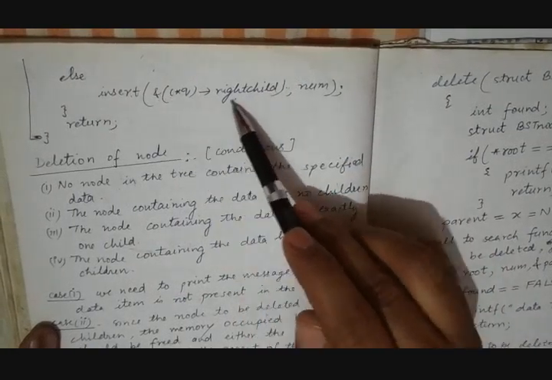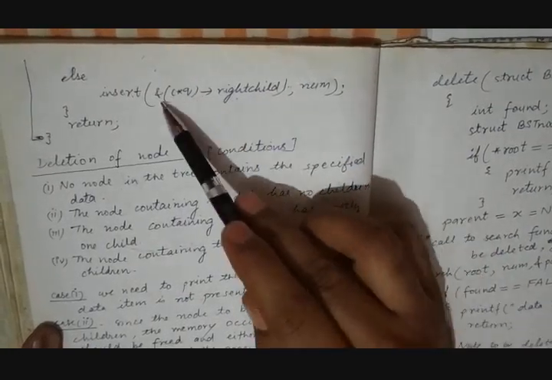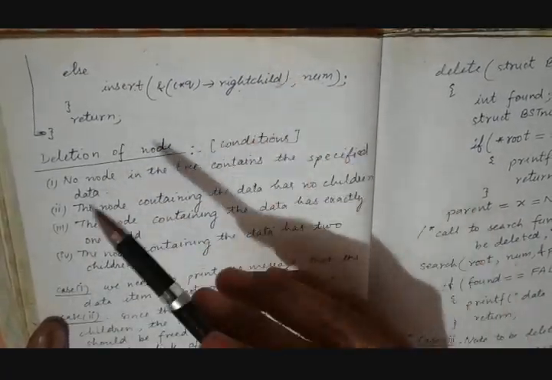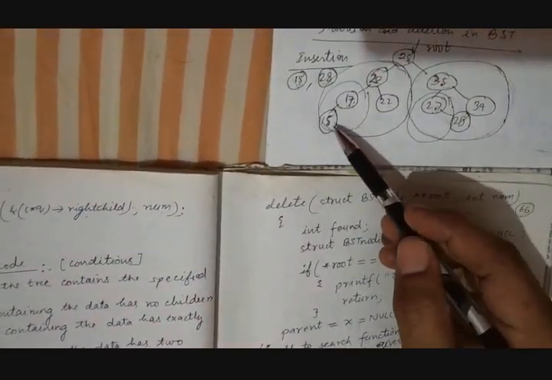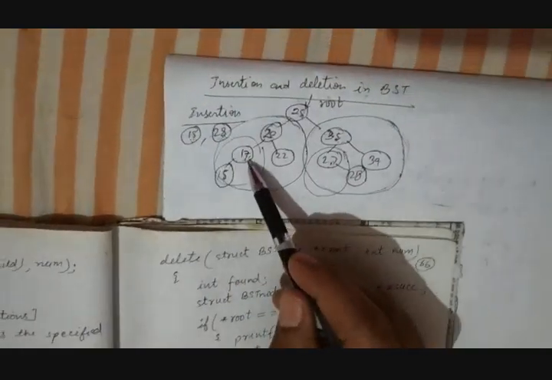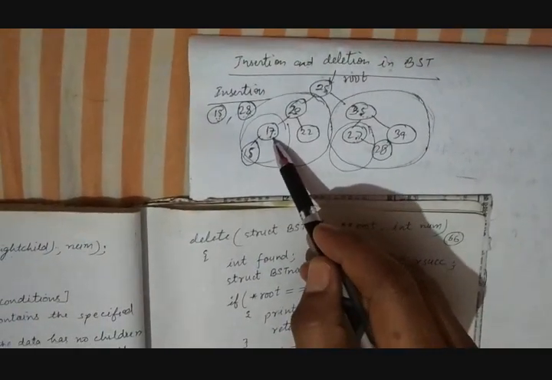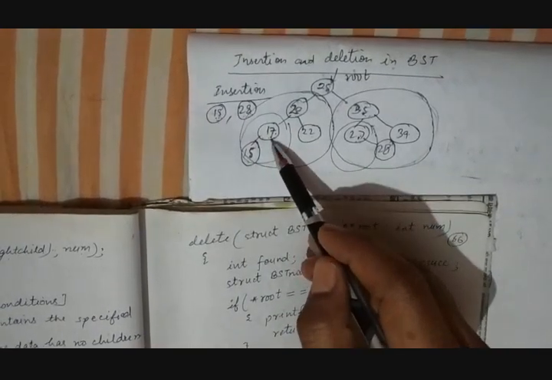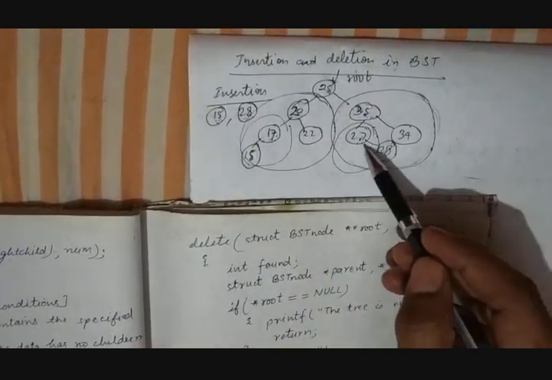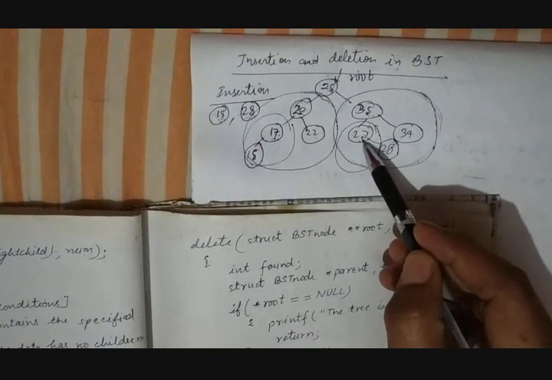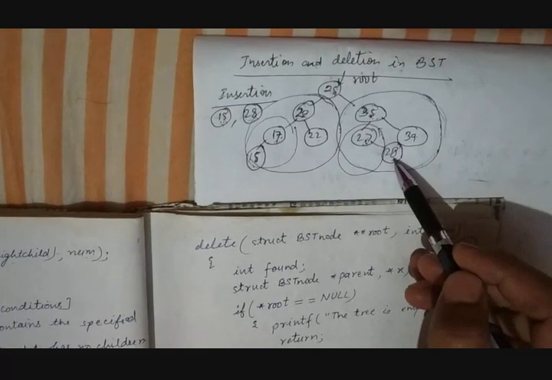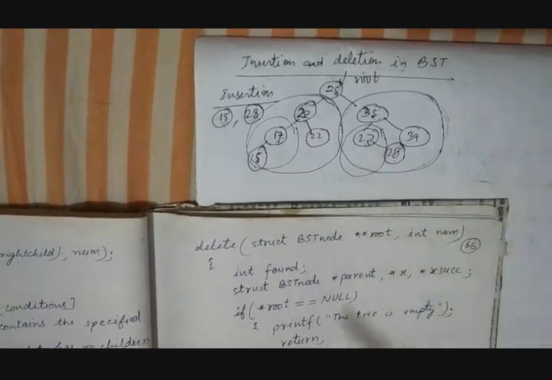That is why we are passing the address of this pointer q's right child. So the same function will be called again until we get the final destination. Here, just see, for 15 we will stop at 17, and we will add 15 as the left child of 17. Similarly, for 28 we will stop at 27, and we will add it as the right child of 27, that is 28. So this is how the insertion operation is done.